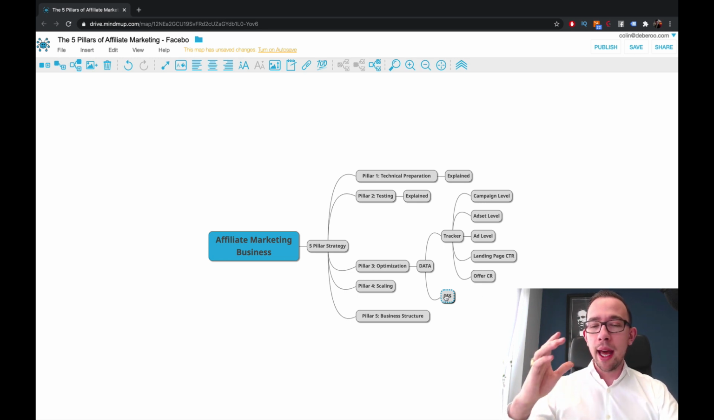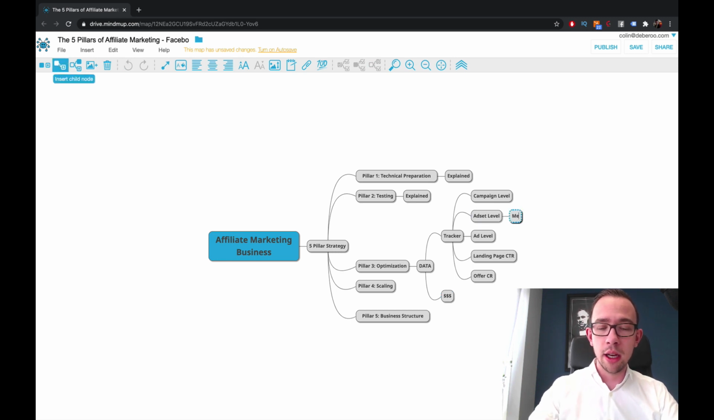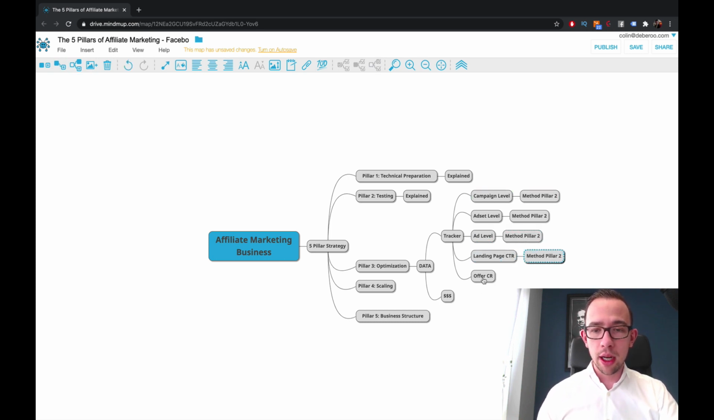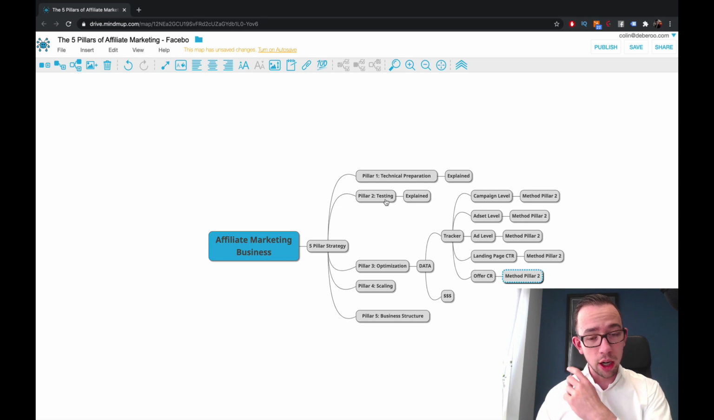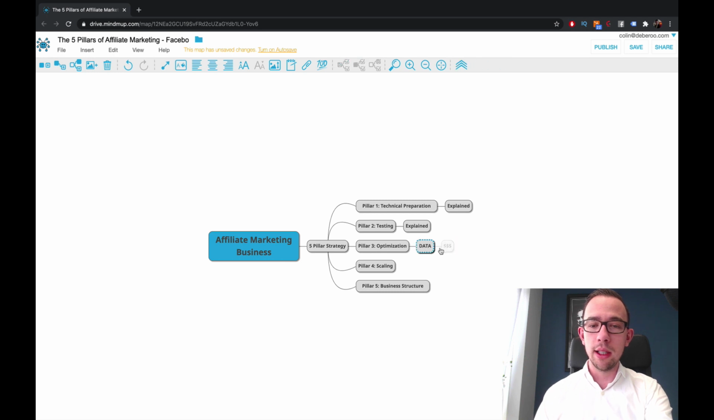By looking at the data and applying the rules, we know that this is the method Pillar 2 applies here, here, and here, right? All of this is under testing. The optimization, therefore, let me just go back to the data. I will leave it as this, and I'll just say tracker, just to keep it clear.